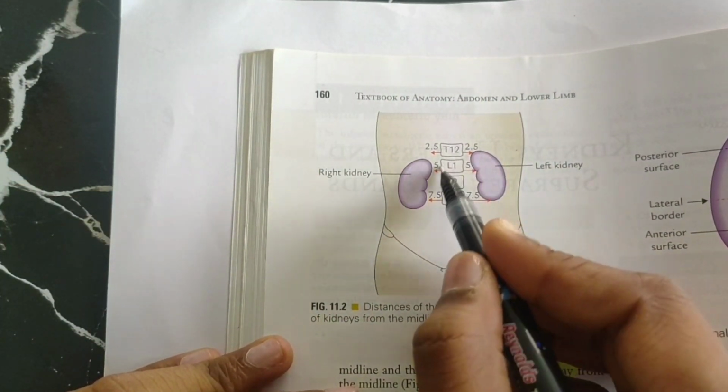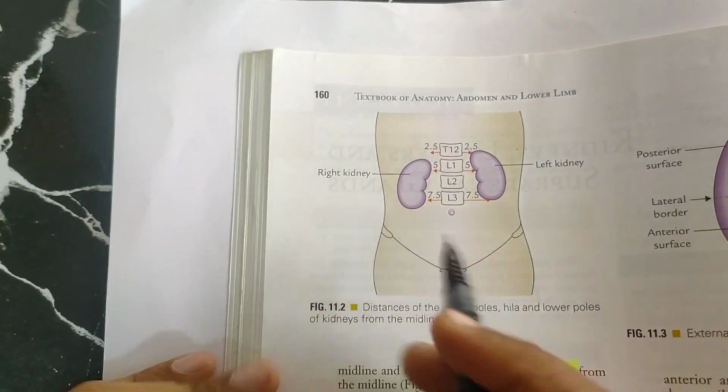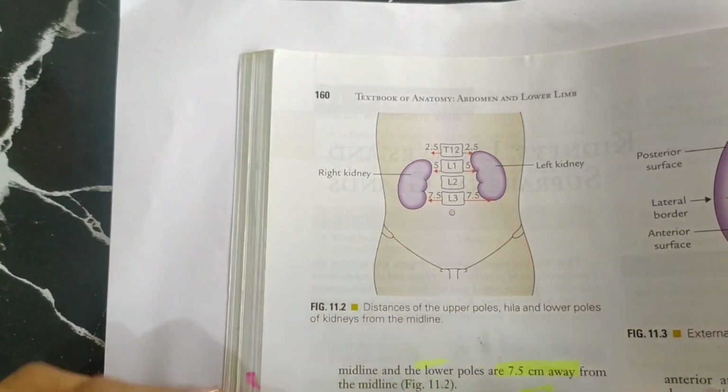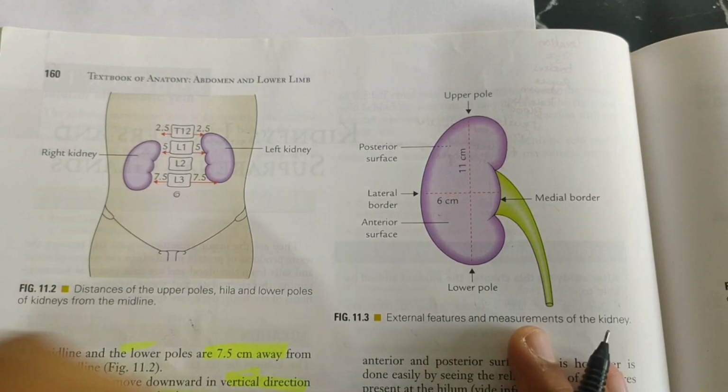Along this oblique line it will be tilted, and the right kidney will be slightly lower than the left kidney, so it occupies L1, L2 and L3. This is the other diagram. If possible, you can write it, and the dimensions you can remember through this.